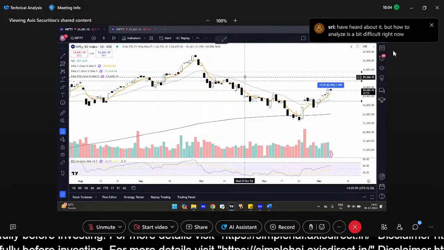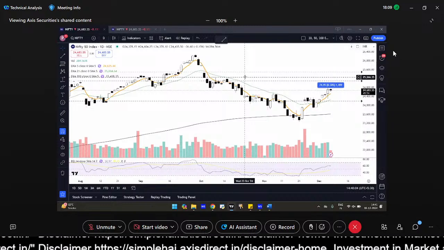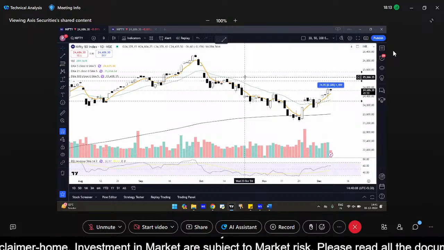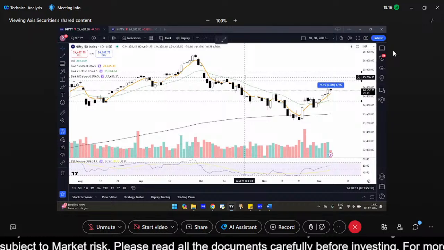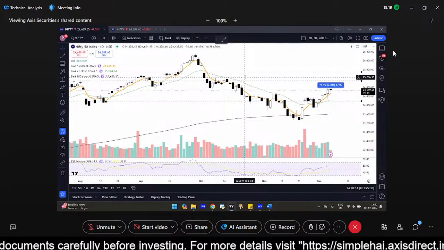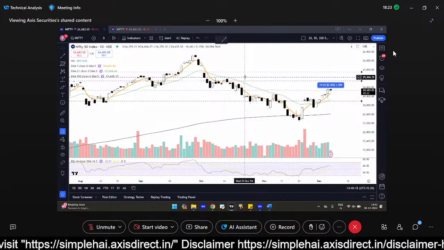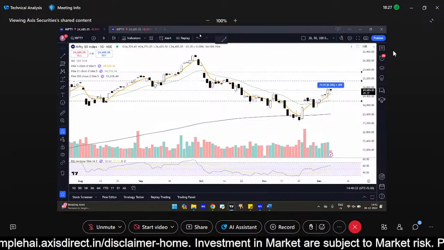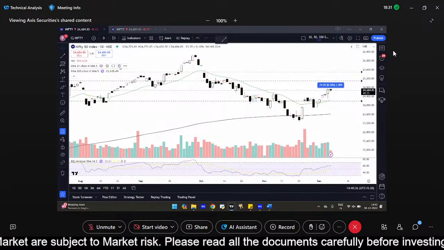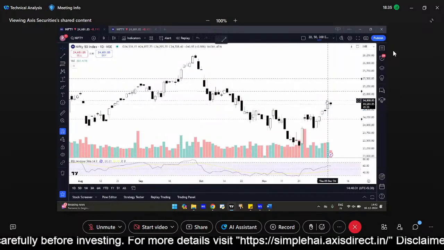So we have one chat saying they have heard about it, but how to analyze it is a bit difficult right now. Great. The reason for our technical analysis sessions is to make you understand how to analyze price patterns and the various chart formations. What are the different chart patterns? This is known as candlestick patterns, which Karan will be covering today.